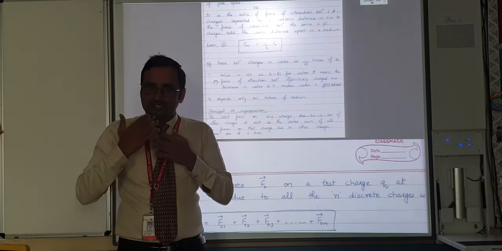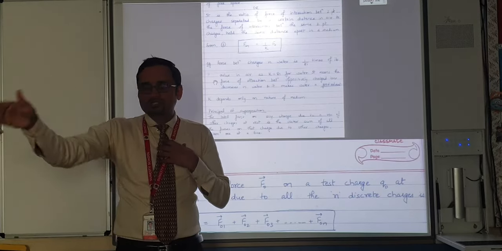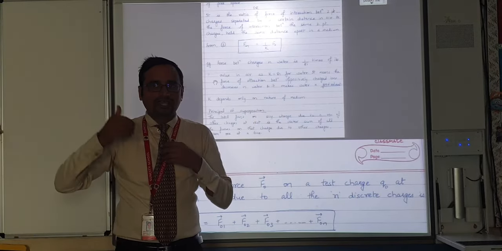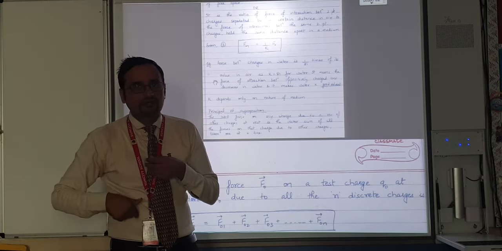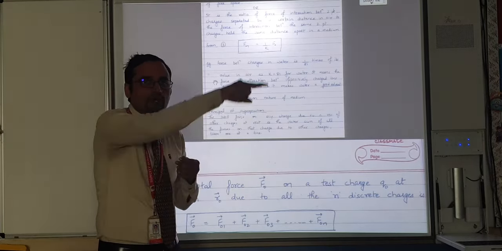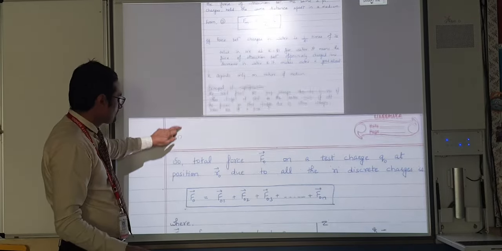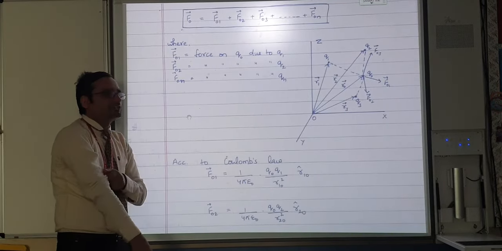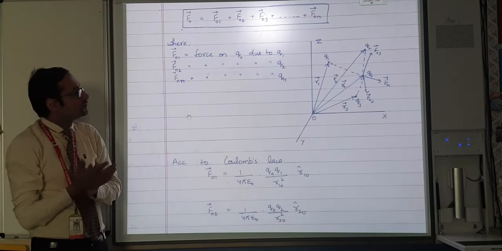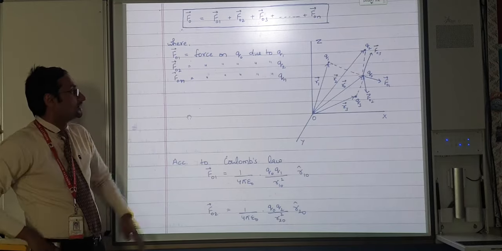It will be K or 1 by 4 pi epsilon, whatever you wish to write. I am Q1, this is Q2, this is Q3. So K Q1 Q2 by this distance square, that is R12 square, plus K Q1 Q3 upon R13 square. This is superposition, that is the force. Here what we have done is taken one test charge Q0, and Q0 is experiencing force from everyone. Everyone is bullying Q0 now.